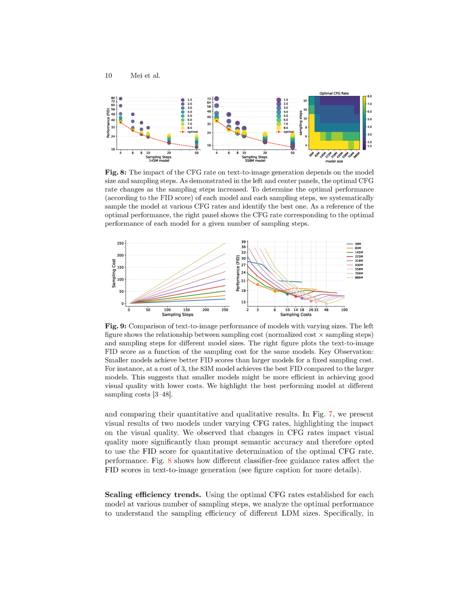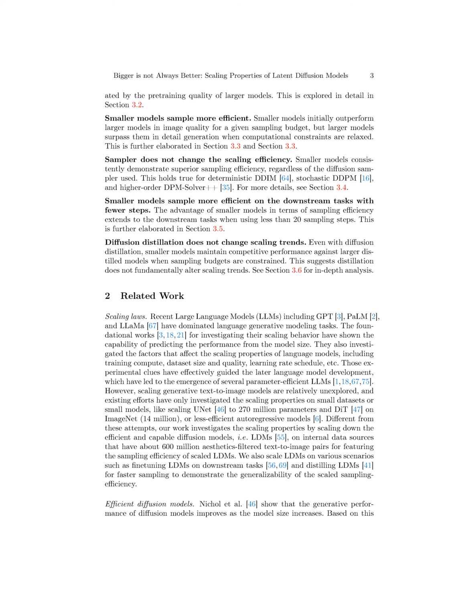4. The choice of sampler does not change the scaling efficiency, with smaller models consistently demonstrating superior sampling efficiency regardless of the diffusion sampler used. 5. Smaller models sample more efficiently on downstream tasks with fewer steps, extending their advantage in sampling efficiency to tasks requiring less than 20 sampling steps.